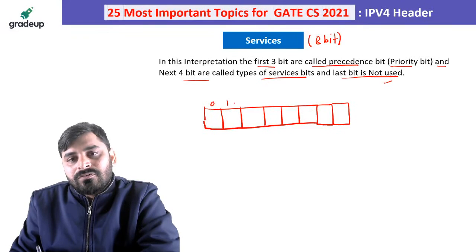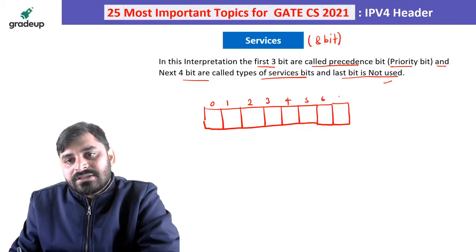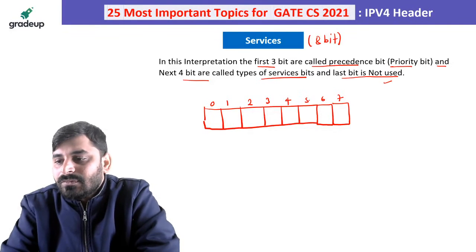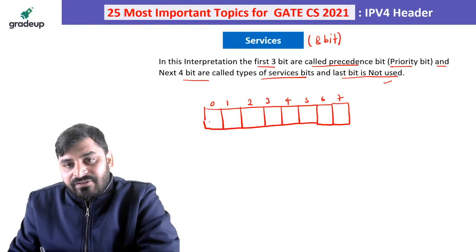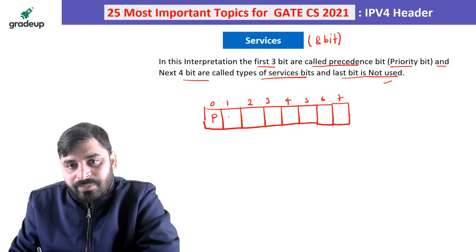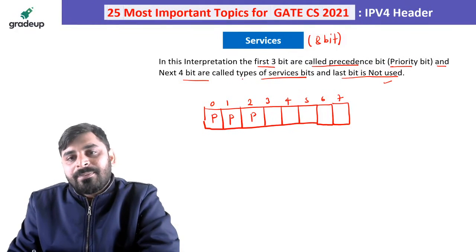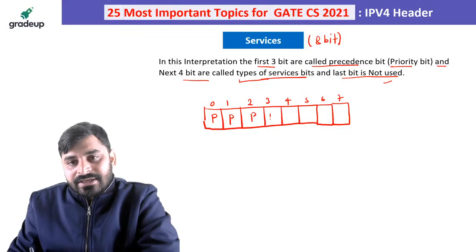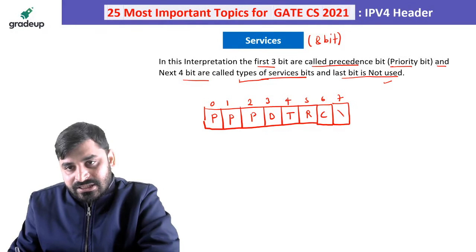Suppose this is 0 1 2 3 4 5 6 and 7. Now this is an 8 bit field. The first 3 bits are called precedence bits or priority bits. I am writing PPP. The next 4 bits are called type of services bits. It means there is a D, T, R, C, and the last bit is not used.